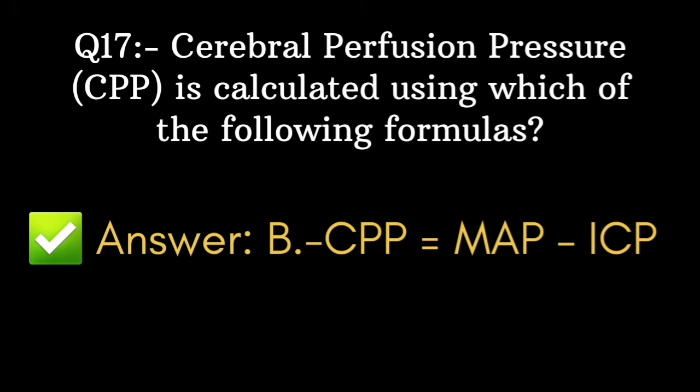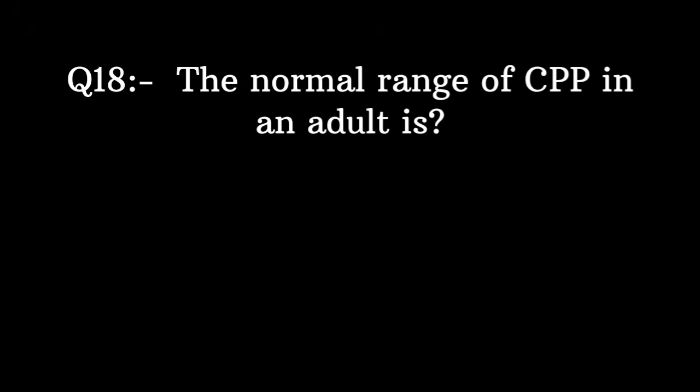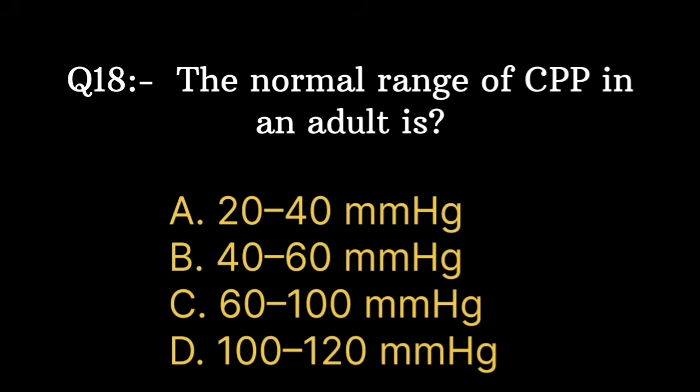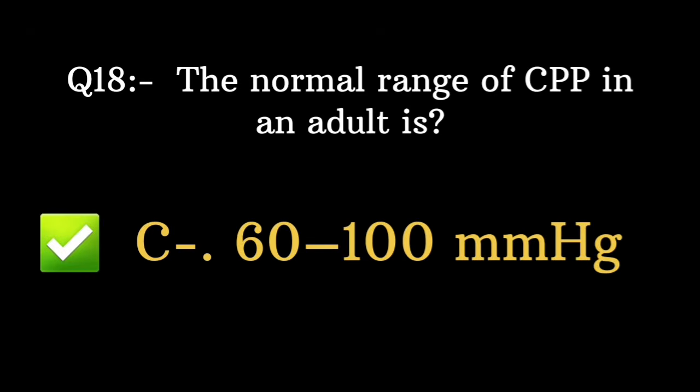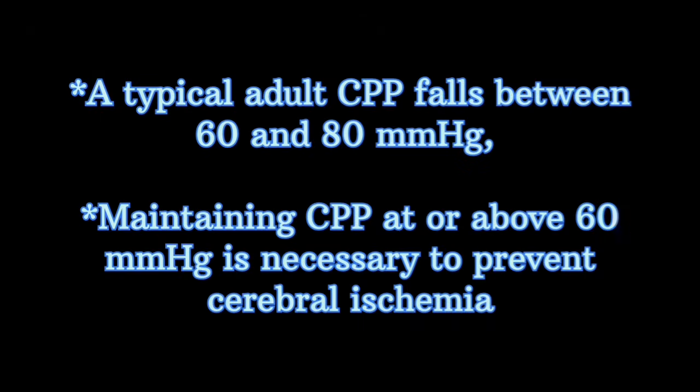Question number 18. The normal range of CPP in an adult is options: A. 20 to 40 mmHg. B. 40 to 60 mmHg. C. 60 to 100 mmHg. D. 100 to 120 mmHg. And the correct answer is option C. 60 to 100 mmHg. A typical adult CPP falls between 60 and 80 mmHg. Maintaining CPP at or above 60 mmHg is necessary to prevent cerebral ischemia.